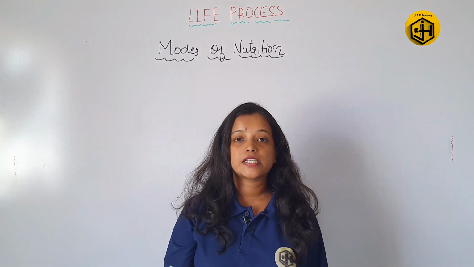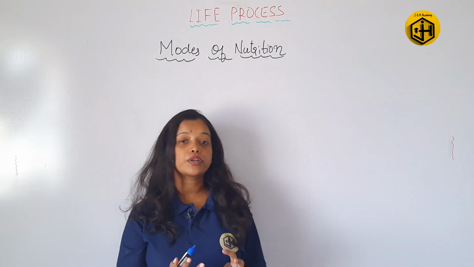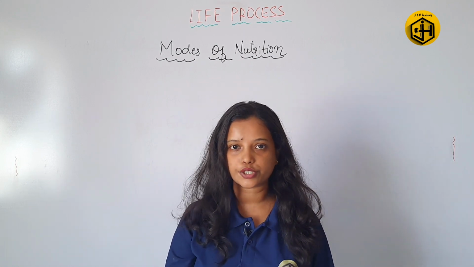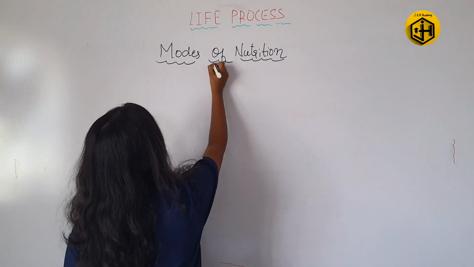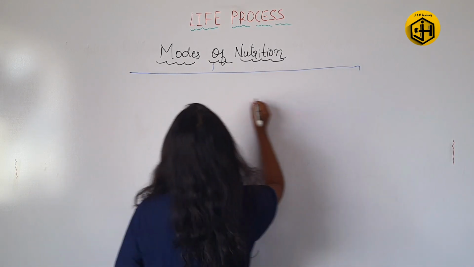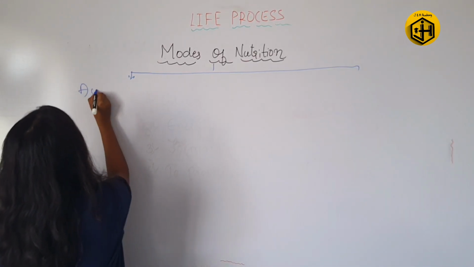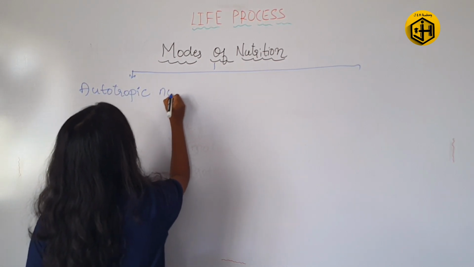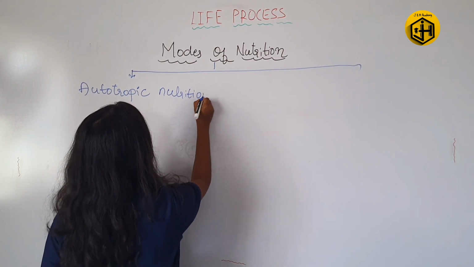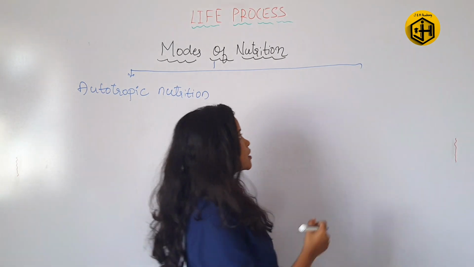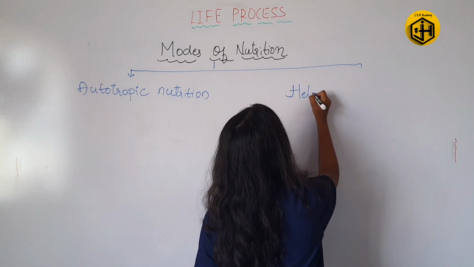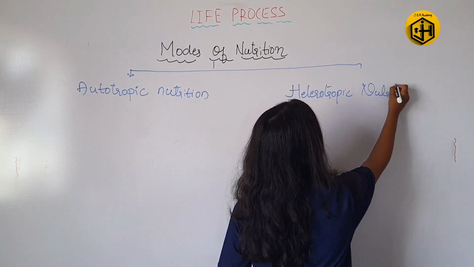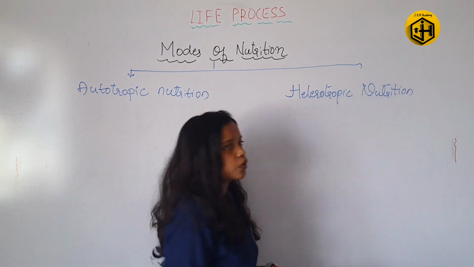So the next topic is modes of nutrition. In nutrition there are different modes. Mainly there are two modes of nutrition. The first mode of nutrition is autotrophic nutrition, and the second mode of nutrition is heterotrophic nutrition.